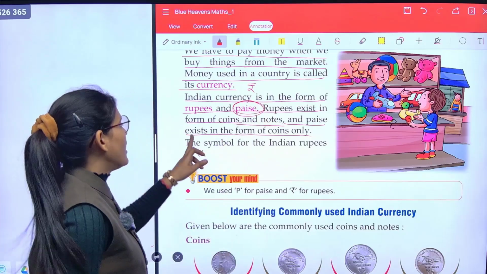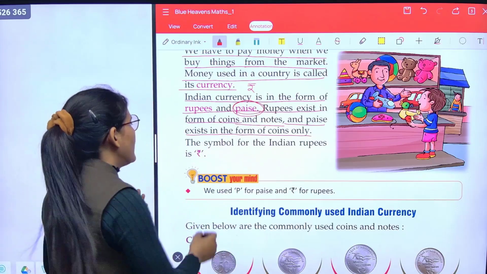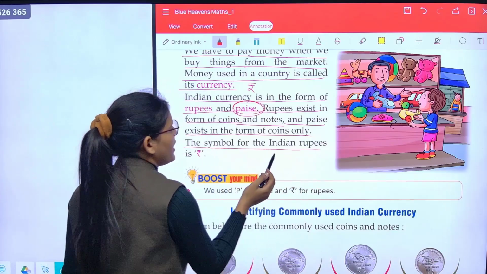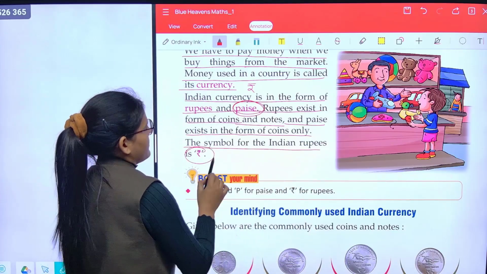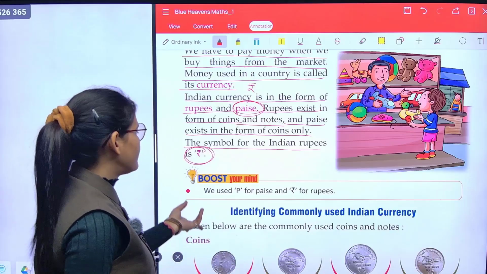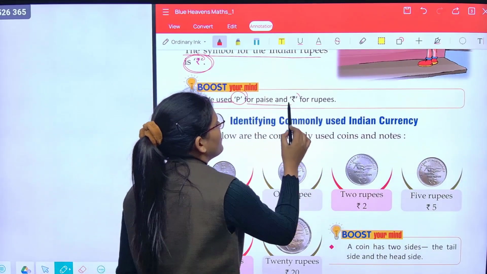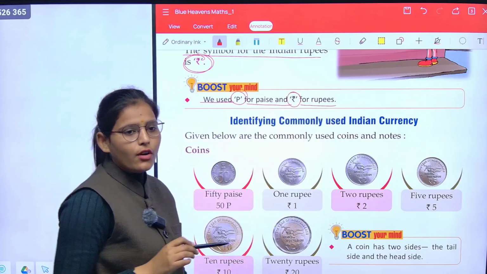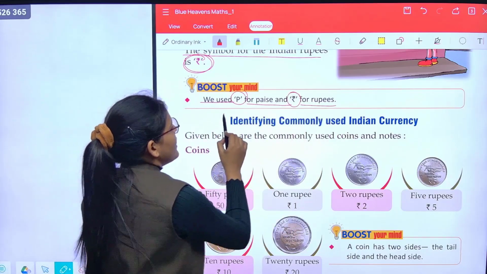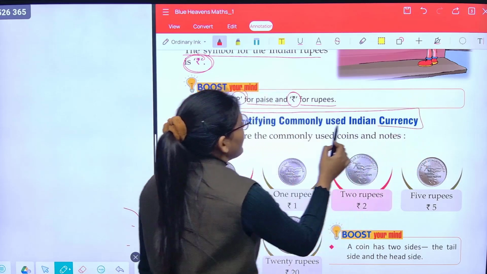Paise exist in the form of coins only. Now class, the symbol for the Indian rupee is this. Understand? Now class, we use p for paise and this for rupees.